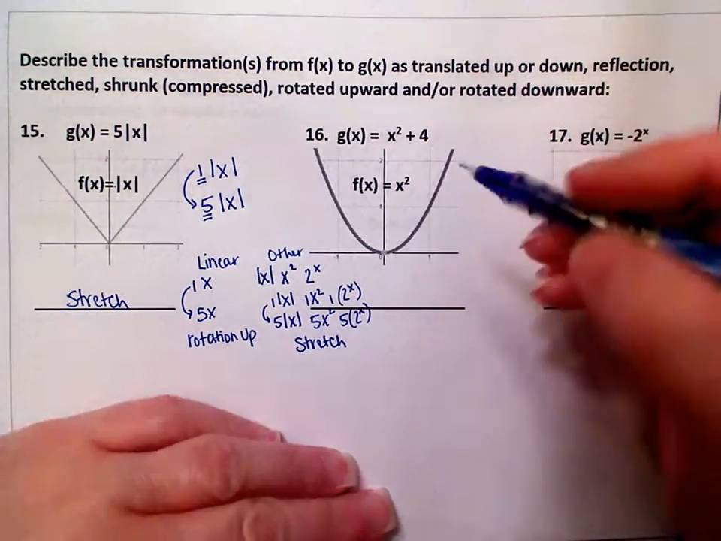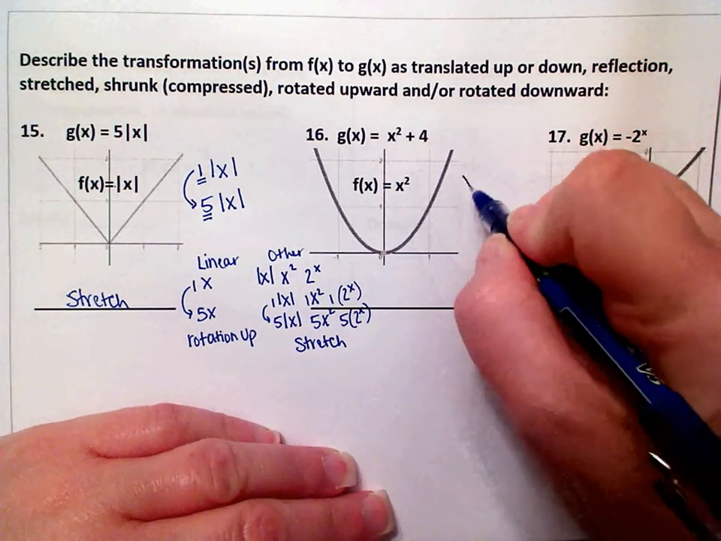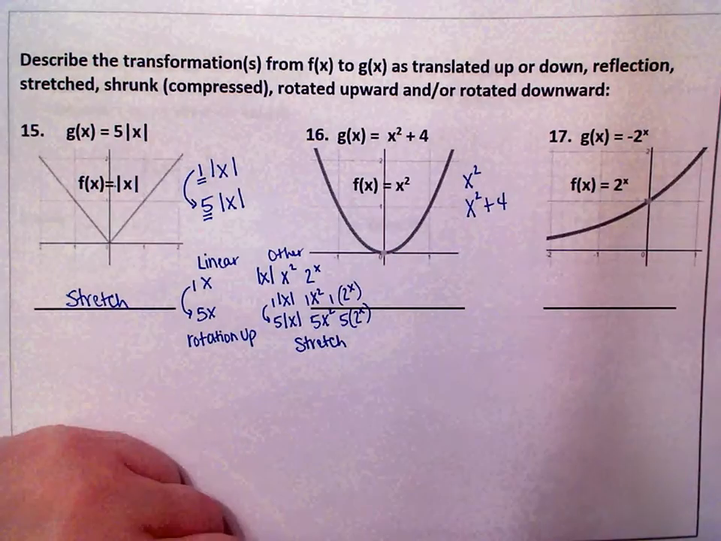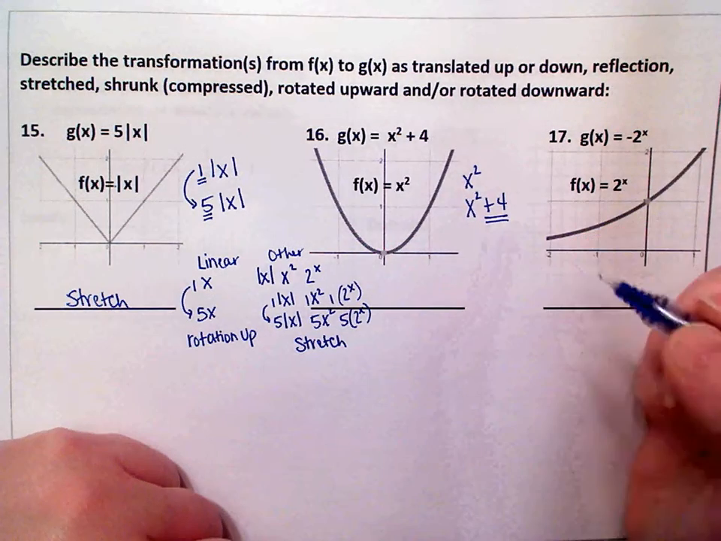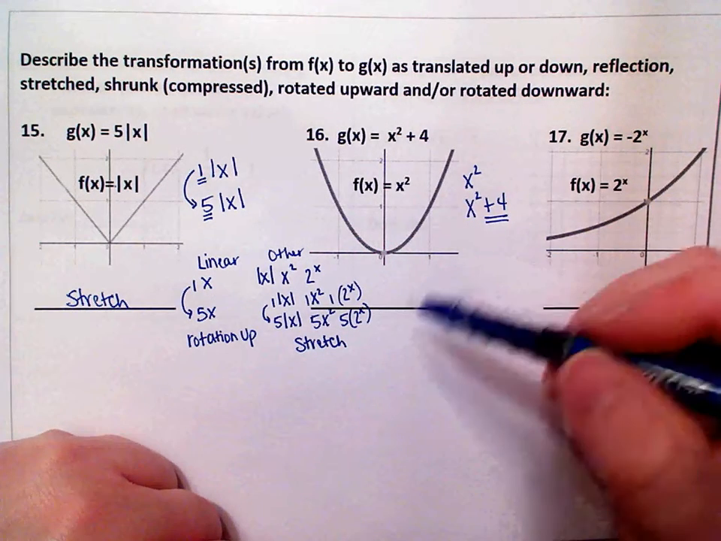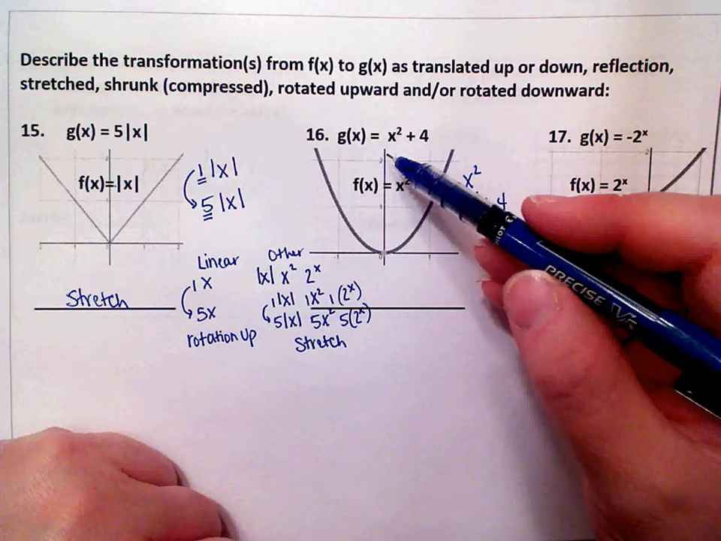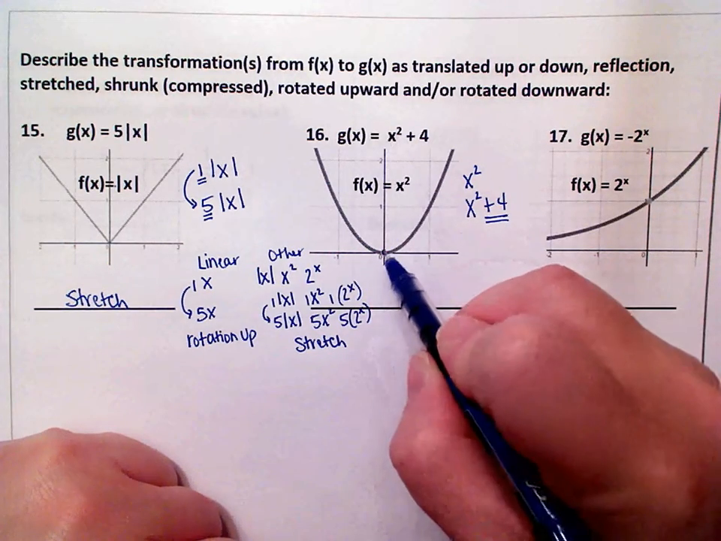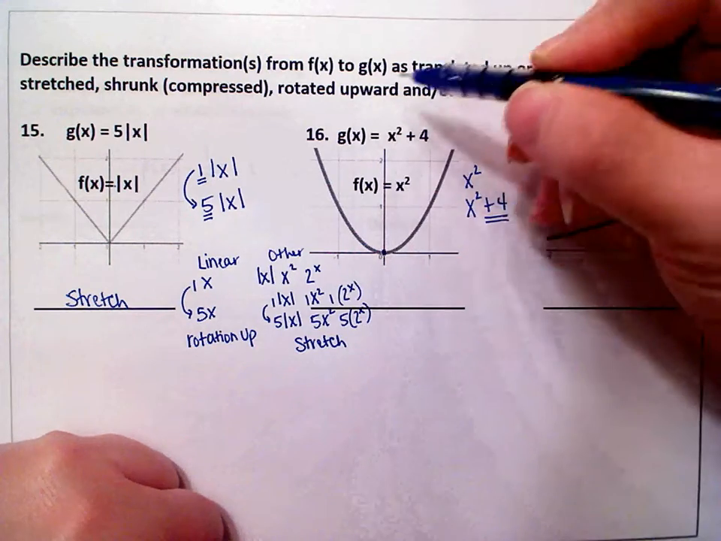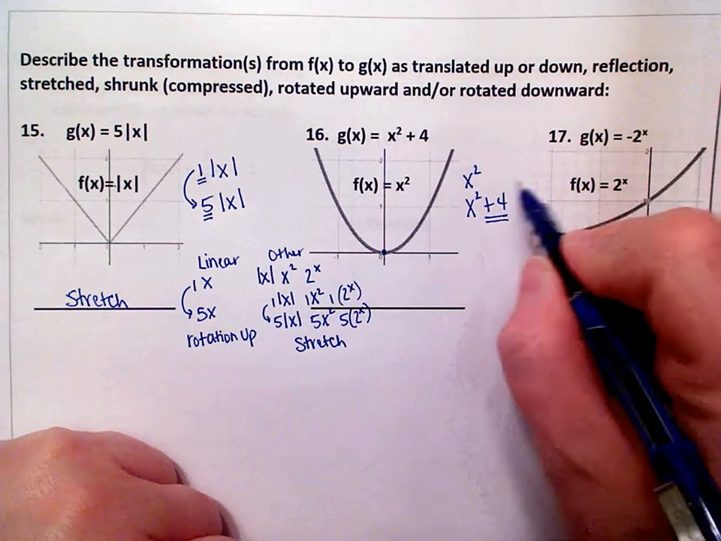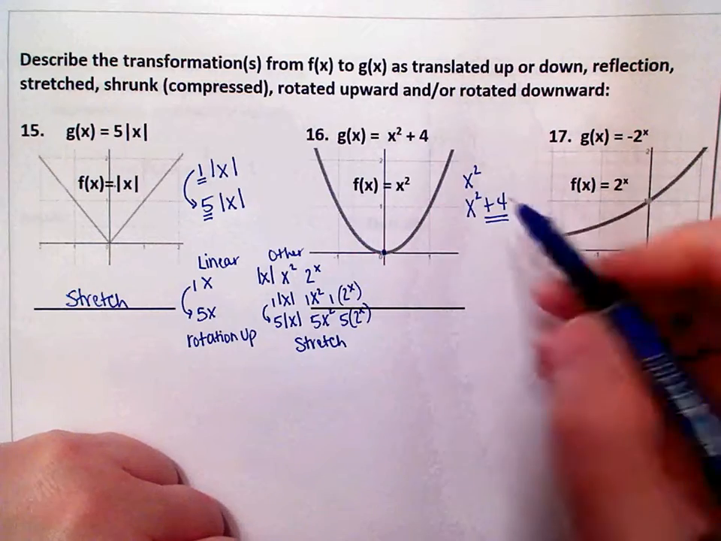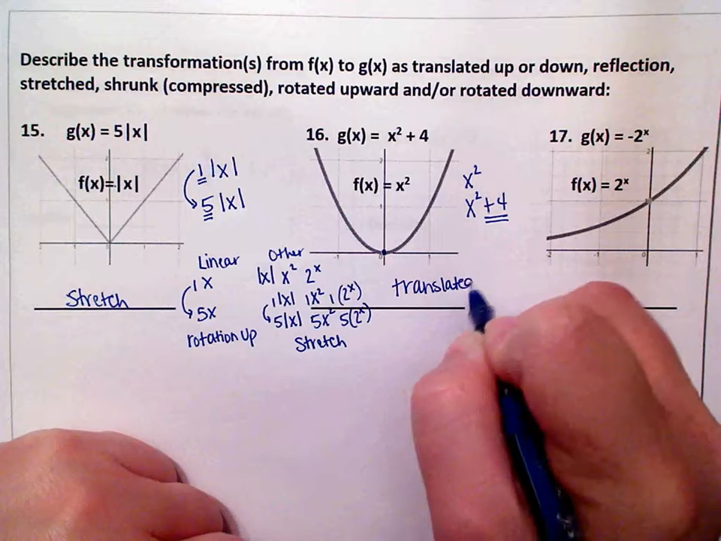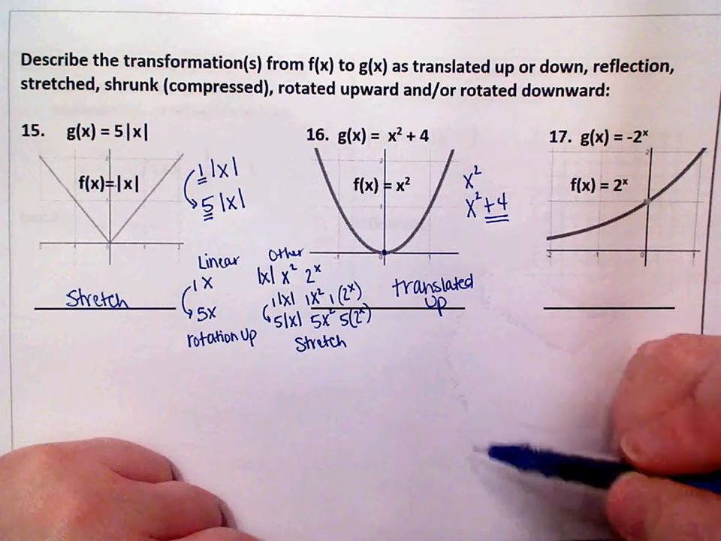On number 16, our parent function was x squared, and our new function is x squared plus 4. So the only difference is this plus 4 at the end. Now remember that plus 4 is what moves the function up or down. So plus 4 would move it up so that the vertex is not at 0 anymore. It would be up at 4. So a plus or a minus at the end means you have a translation. If it's addition, it's translated up. If it was subtraction, it would be translated down.